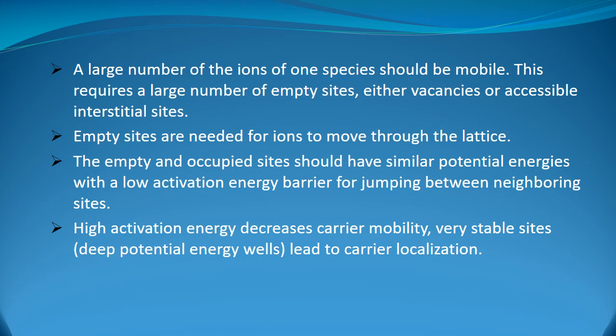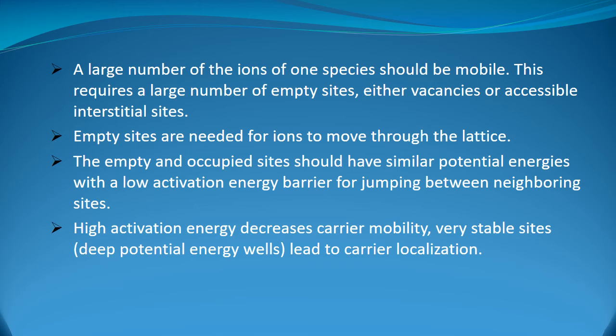A large number of ions of one particular species should be mobile, so they can travel from one lattice point to another, from occupied space to empty space within the material. Either vacancies are created or it can be an interstitial site. And the second one is that empty sites are needed for ions to move through the lattice, since it is a basic requirement for an ion to travel. If there is an empty site, the ion can transfer from an occupied site to the empty site, and this leads to the migration of ions.